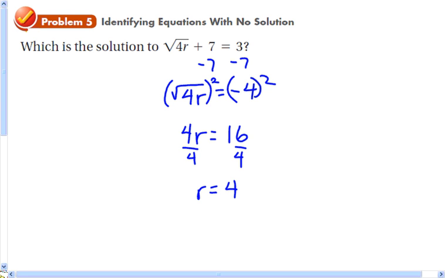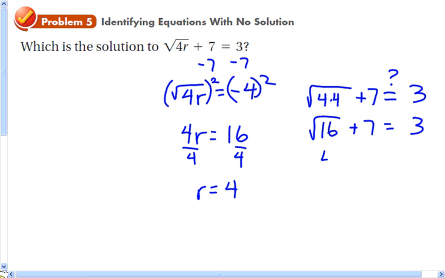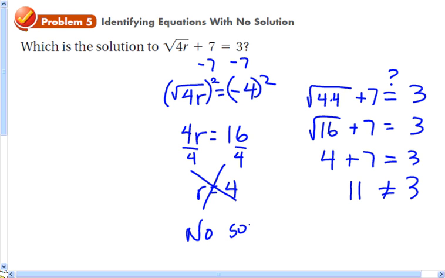Then we're going to check that, make sure it works. So we're going to do square root of 4 times 4 plus 7 equals 3, hopefully. And that's the square root of 16. And that's 4. And that's 11, which is not equal to 3, so it's not a solution. Now, what that means is, since the solution that we found does not work, there's actually no solution to this equation.